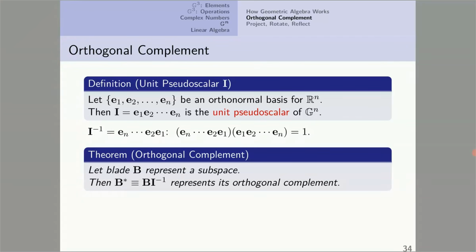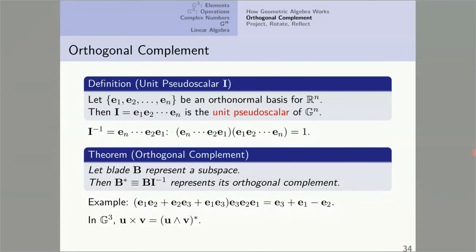Plain old linear algebra can't do this. It doesn't even represent the subspace, much less enable us to compute its orthogonal complement. Here's an example. This is the bivector which was the plane of rotation of the composition of rotations from earlier. It doesn't look like a blade, but in fact it can be written as a blade. It is a blade, and so to take its orthogonal complement, the axis of rotation, we multiply by I inverse on the right.